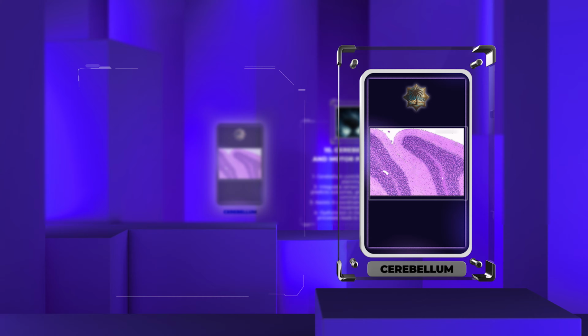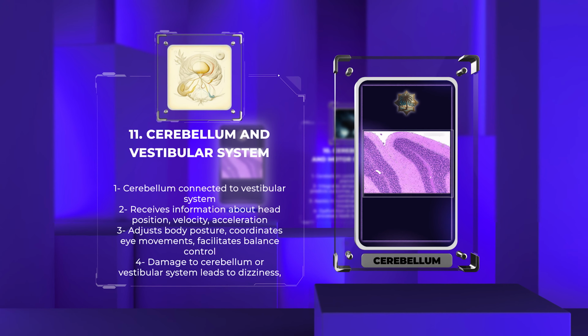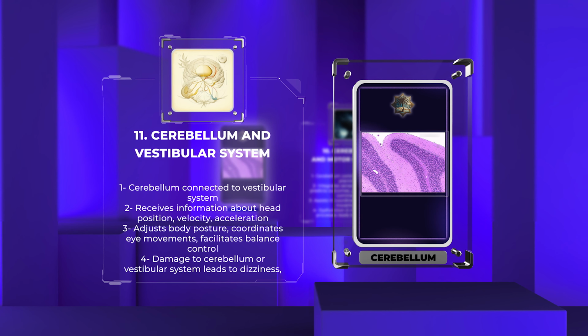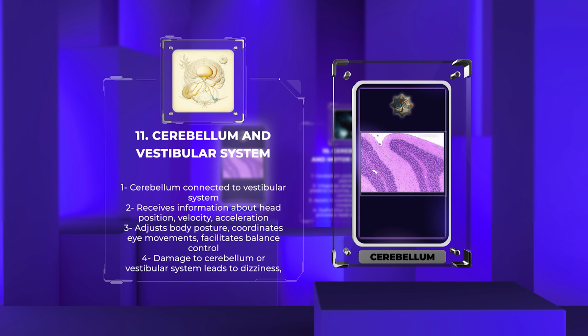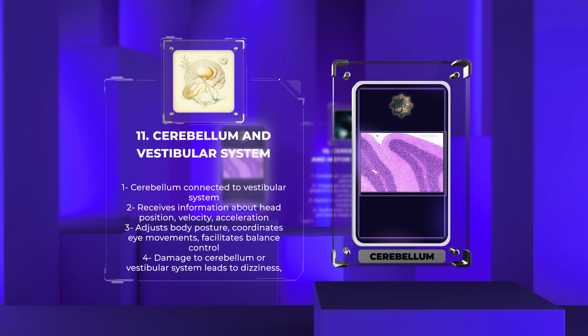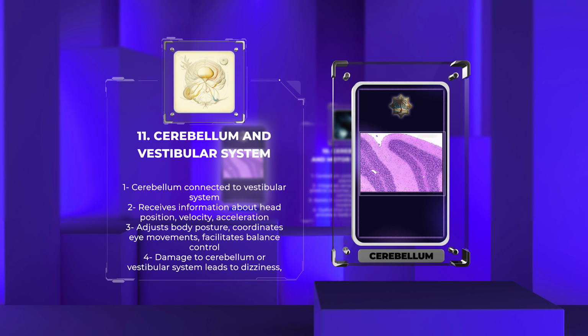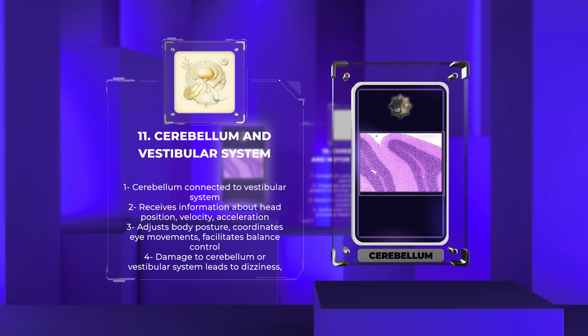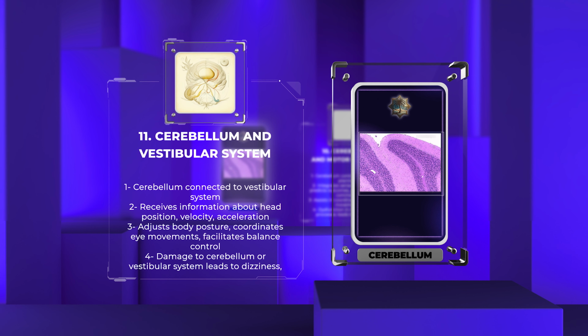The cerebellum has extensive connections with the vestibular system, which plays a crucial role in balance and spatial orientation. Through its interactions with the vestibular nuclei and other brainstem regions, the cerebellum receives information about head position, angular velocity, and linear acceleration. This input allows the cerebellum to adjust body posture, coordinate eye movements, and facilitate balance control. Damage to the cerebellum or vestibular system can result in dizziness, vertigo, and impaired balance.